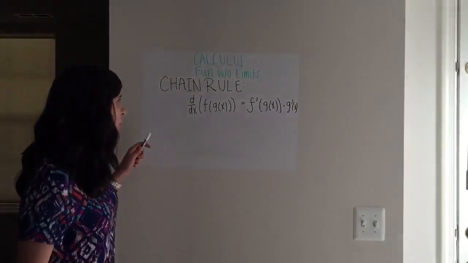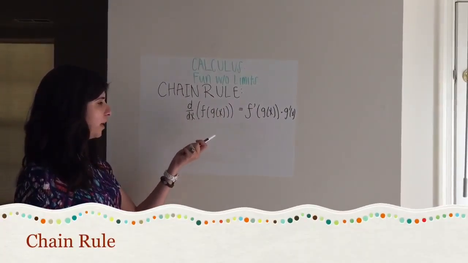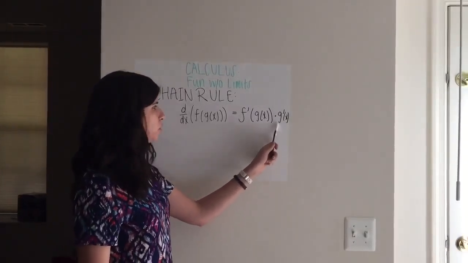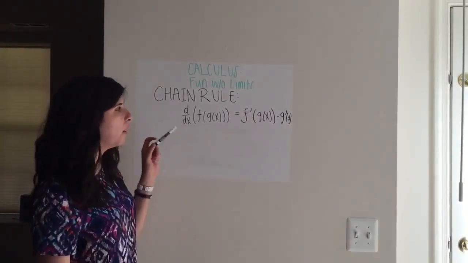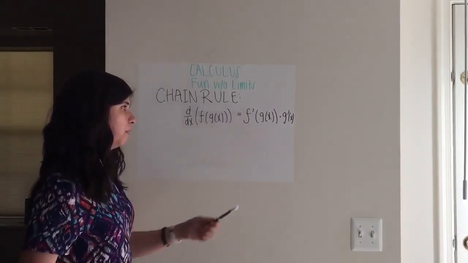The next derivative rule we're going to talk about is the chain rule. For the chain rule, you have a function f of g of x. You take the derivative of it, and you get f prime of g of x times g prime of x. You can think about it as the derivative of the outside, hold the inside, and then multiply it by the derivative of the inside.